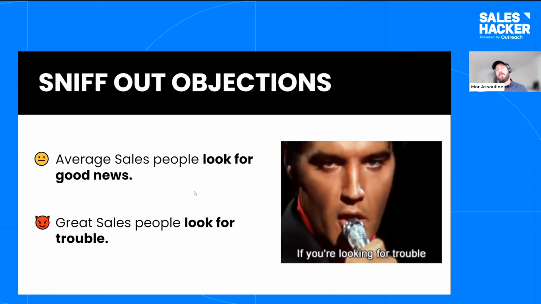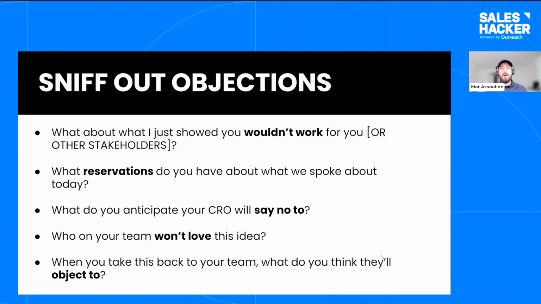So pay attention. These are some examples of how you can call out objections, how you can look for trouble, look for problems in advance. What about what I just showed you wouldn't work for you, prospect? Or let's say you know that Gabriel's a stakeholder and he's not on the call right now, but I'm talking to Savannah. I'd say, hey, Savannah, what about what I just showed you do you think wouldn't work for Gabriel?